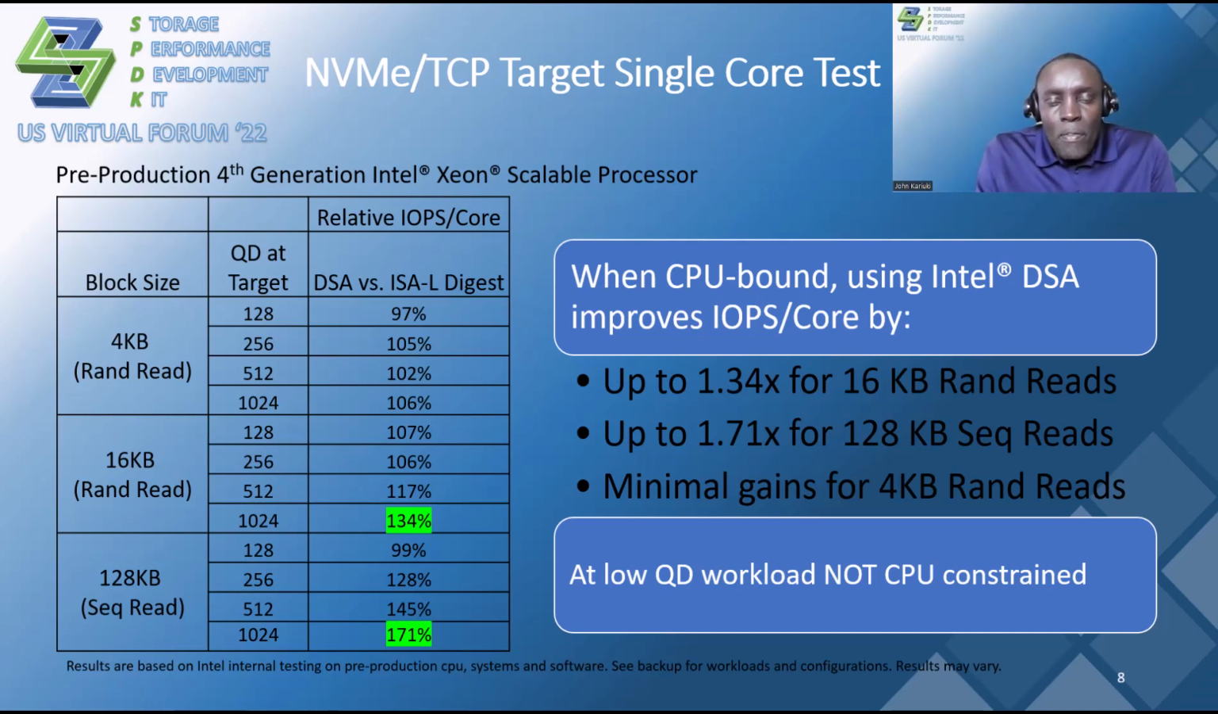At the low queue depth, these workloads were not CPU constrained. And what that means is, since SPDK uses this poll mode design, there were enough CPU cycles for ISA-L to compute the digest, and also for the target to do other tasks such as processing incoming NVMe TCP IO requests, submitting IO requests to the NVMe SSDs, and completing those.